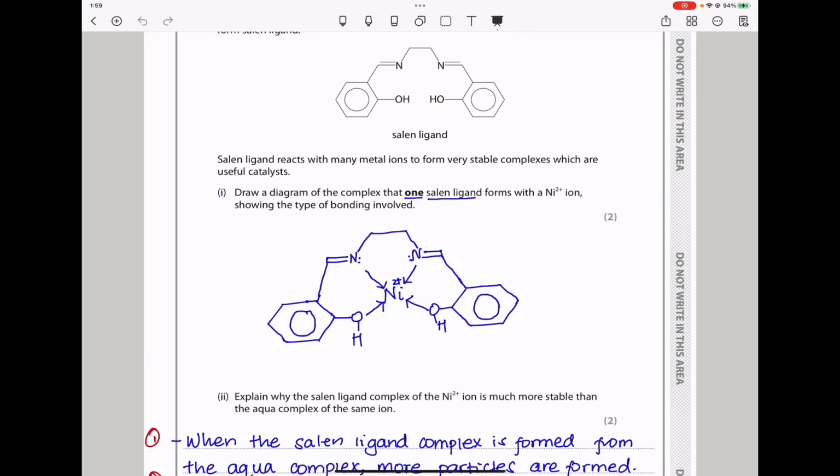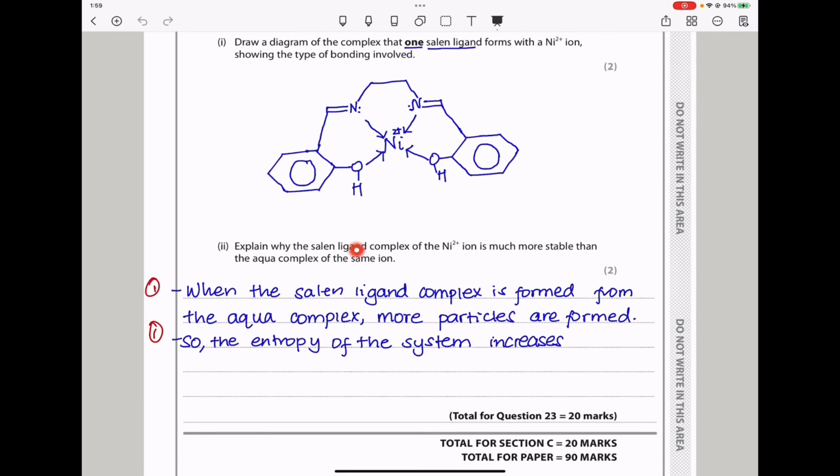Lastly, here they say, explain why the salen ligand complex of the Ni2+ ion is much more stable than the aqua complex of the same ion. So it's going to be more stable because remember, as this one reacts, more dative covalent bonds are going to be formed, and the product side is going to have so many more particles, meaning the entropy is going to increase. So I said, when the salen ligand complex is formed from the aqua complex, more particles are formed, so the entropy of the system increases. And again, in this case, water ligands are going to be replaced, so more water molecules are going to be formed, and that creates more disorder or more particles, so the entropy increases.